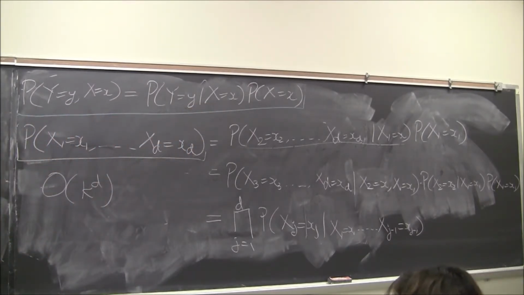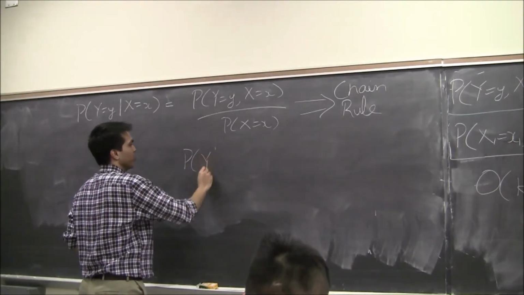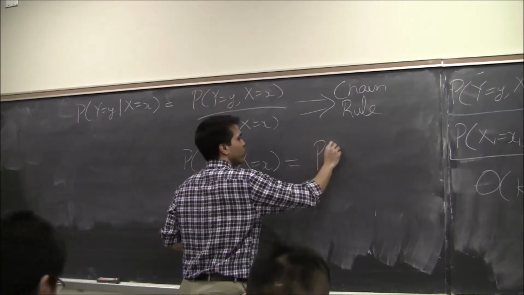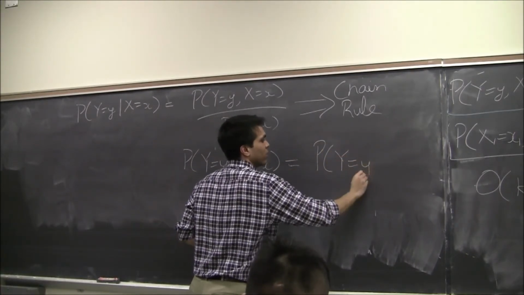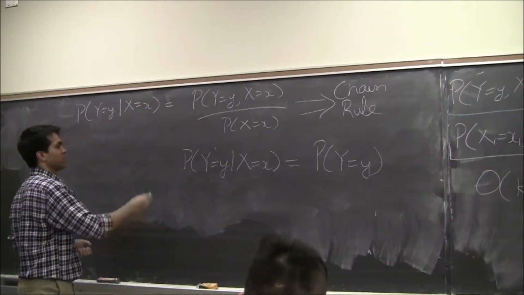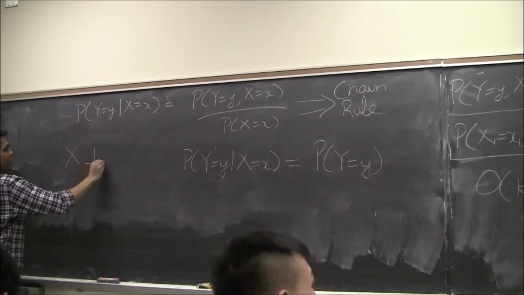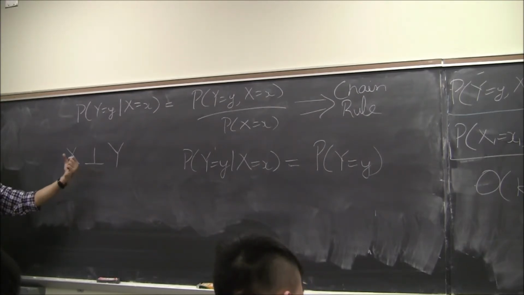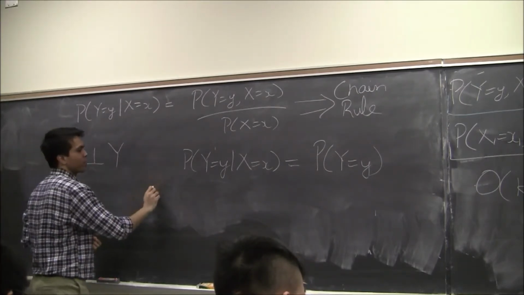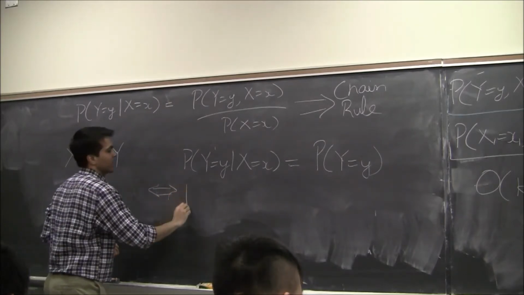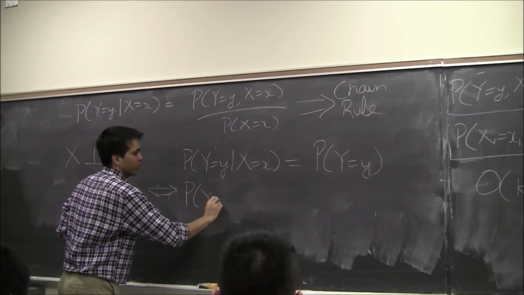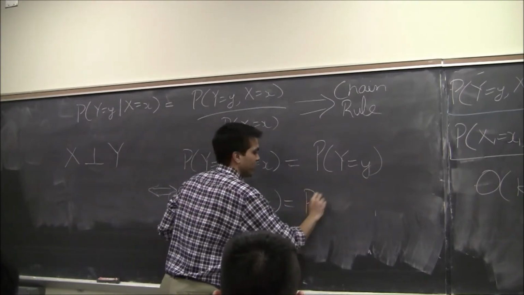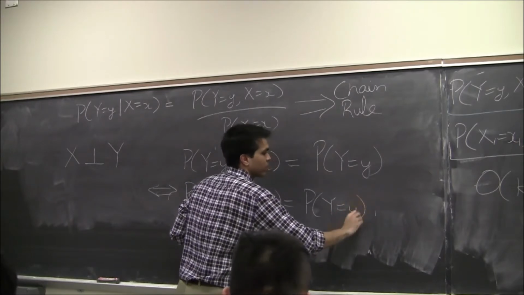So that definition leads to this: if the probability of y equals little y given x equals little x is equal to the probability of y equals little y, then we'll say x is independent of y. And this is the notation that we use. This is the same thing as saying the probability of y equals little y given x equals little x is the same as the probability of y equals little y.